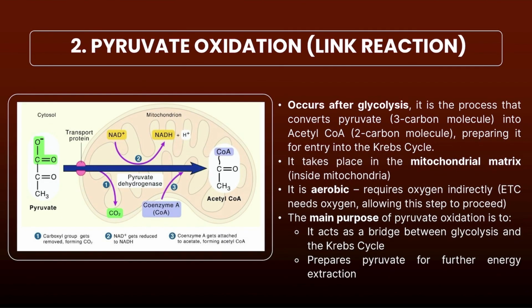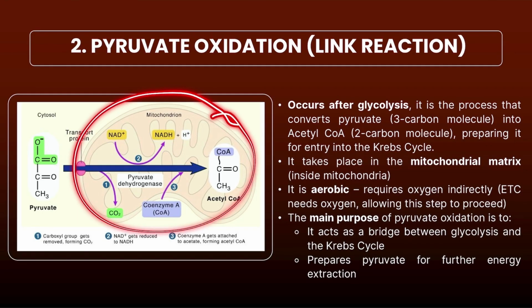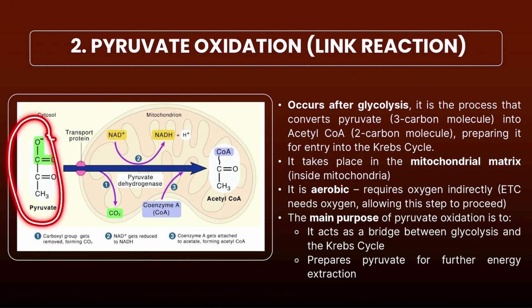So after glycolysis, the 2 pyruvate molecules will now move from the cytoplasm into the mitochondria. There, each of the pyruvate will be converted into acetyl-CoA. And this acetyl-CoA will release carbon dioxide later on and form NADH in the process.